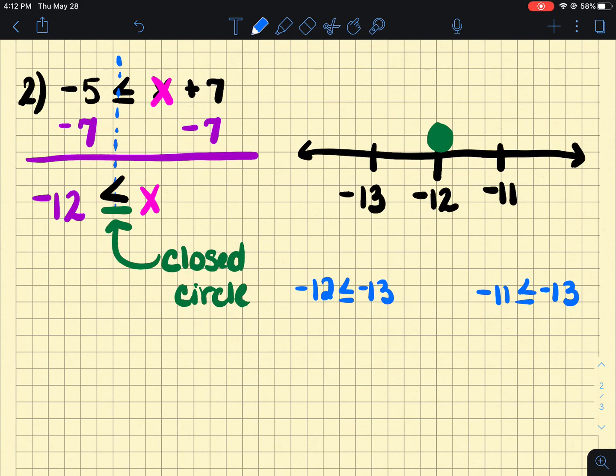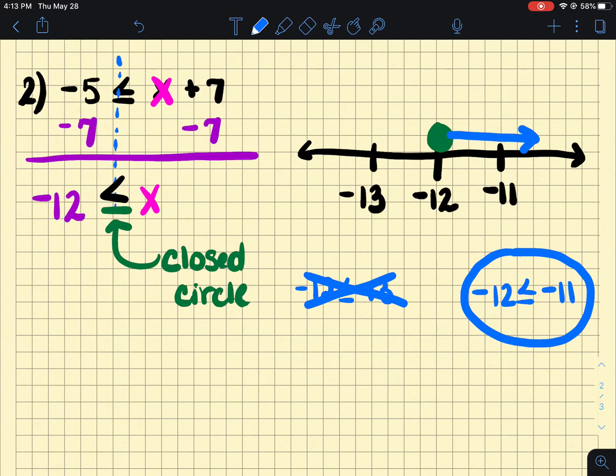Okay, so, whoa, I did this one backwards. This one should be this way. Whoa, I messed up. Sorry. So this should be negative 12 is less than or equal to negative 11. Okay, so which one is true? Is negative 12 less than negative 13? Or is negative 12 less than negative 11? And this is the one that's true. So that's the way we point our arrow. Okay? And we cross out the one that's not true. Again, you can do this in your head or you can write it down.